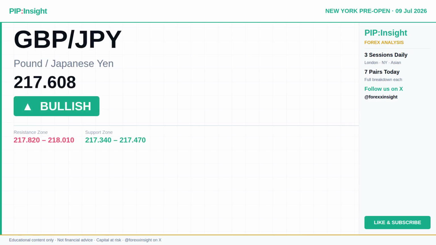Pound yen. The chart is showing bullish structure on this session. The 4-hour trend is to the upside. Resistance is marked between 217.82 and 218.01. Support is marked between 217.34 and 217.47. Here is the full chart breakdown.